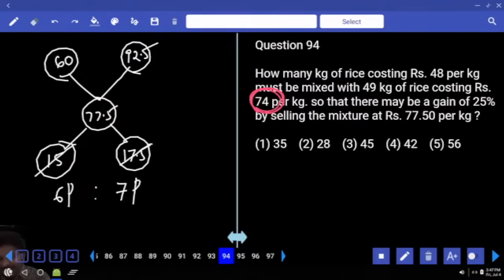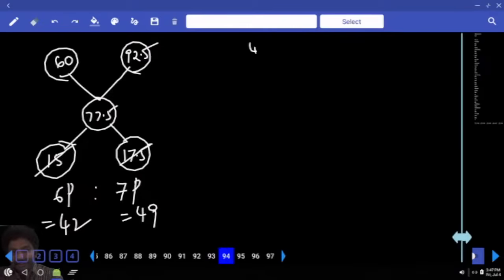What is the quantity of the second variety? 49 kgs. 7 parts is 49. 7 times is 49. Then 6 parts, 6 times 7 is 42. So here we are considering all selling prices. You can start this by taking cost prices also. Here you get 48. The other one is 74.